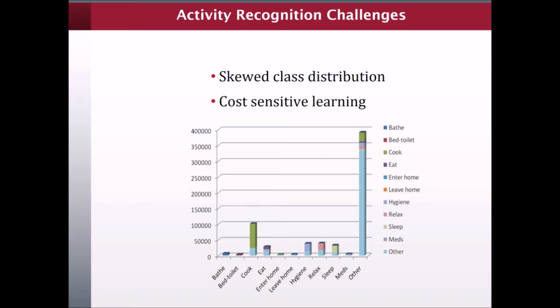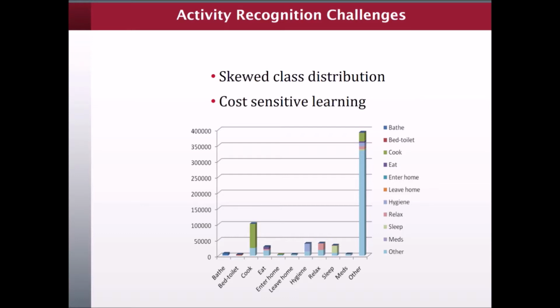And in this case, the predefined activities make up about half of the data, and the rest is put into an other category. The problem with having a skewed class distribution is that classifiers which are attempting to optimize accuracy will tend to put many data points into the large category that actually belong into the smaller activity categories.